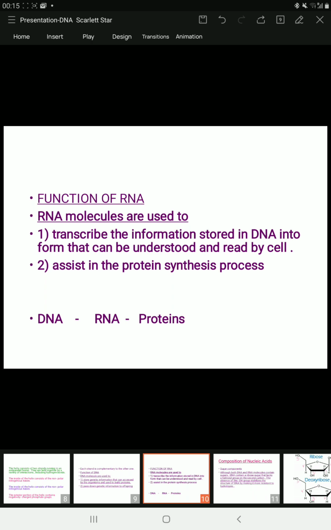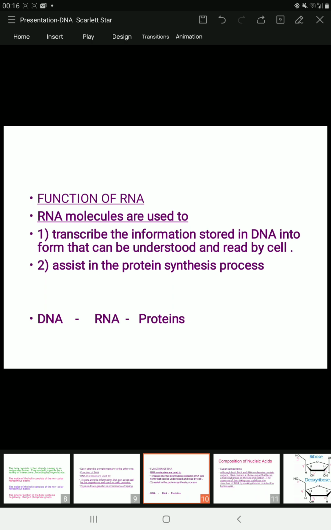Means if there is an mRNA, then some cells have given signals like you have to do this particular thing. So it cannot be directly read by some other tRNA or another thing. So it could be read by mRNA. So mRNA is going to read it and transfer it, and mRNA is going to understand that type of information given by the cells.